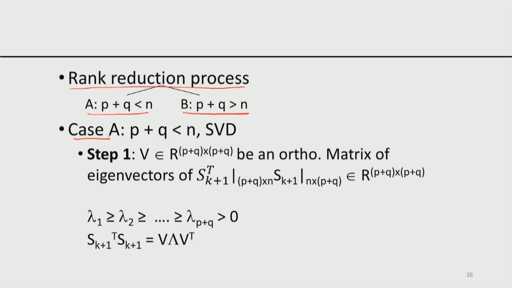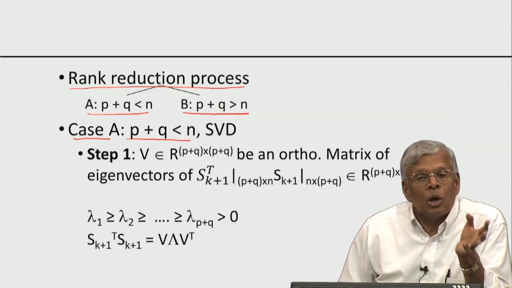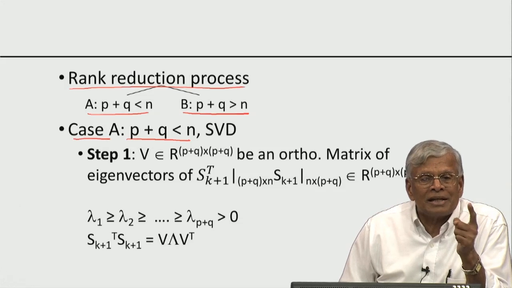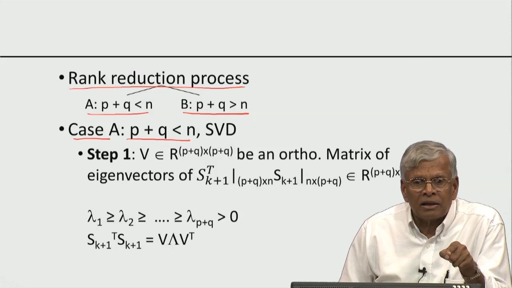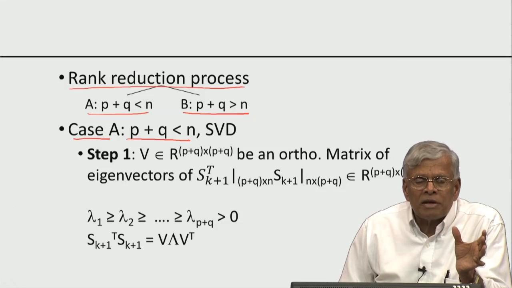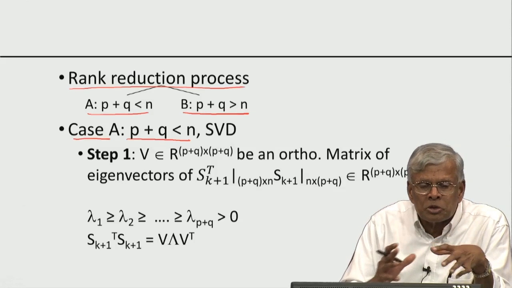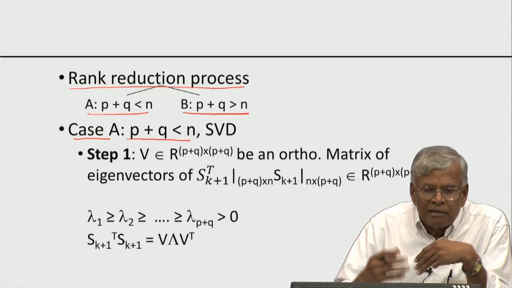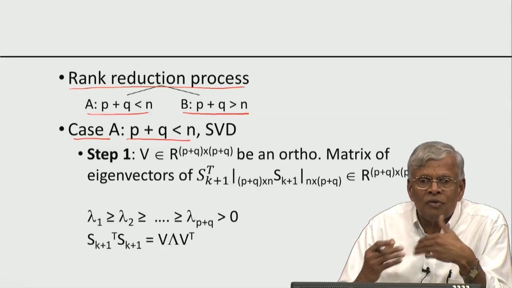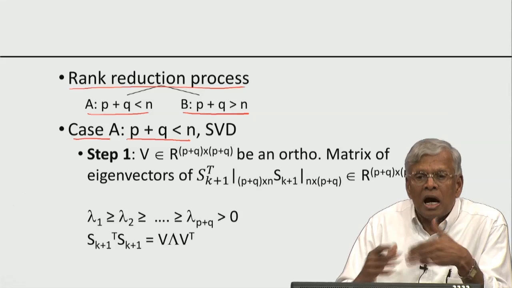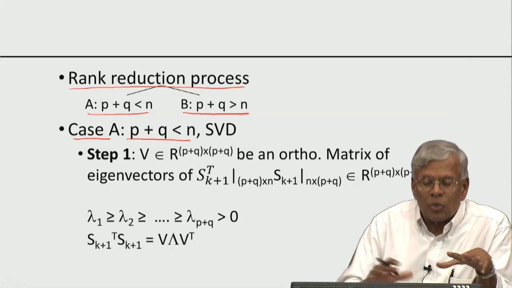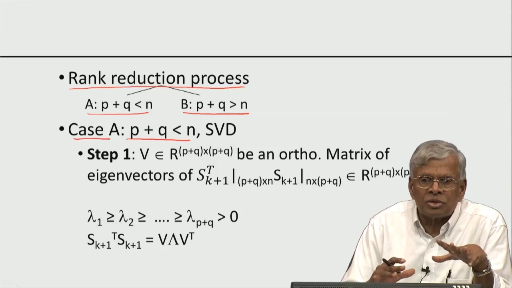I am going to consider case A, where p plus q is less than n. So what is it that we are going to do? We are going to fall back on singular value decomposition. Now you know why we did all the singular value decomposition, Cholesky decomposition and eigenvalue decomposition at great length. If you understand these matrix methodologies and the underlying basic principles of matrix algorithms very well, they are used repeatedly in advanced methods for dynamic data assimilation. Data assimilation in a stochastic context is in general advanced, and that is where we use several algorithms from matrix theory repeatedly.